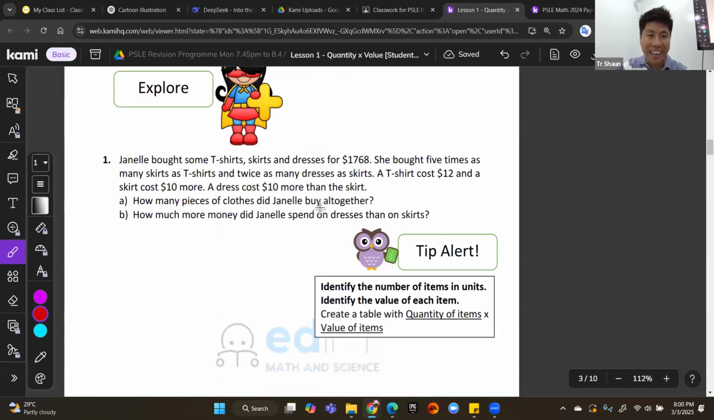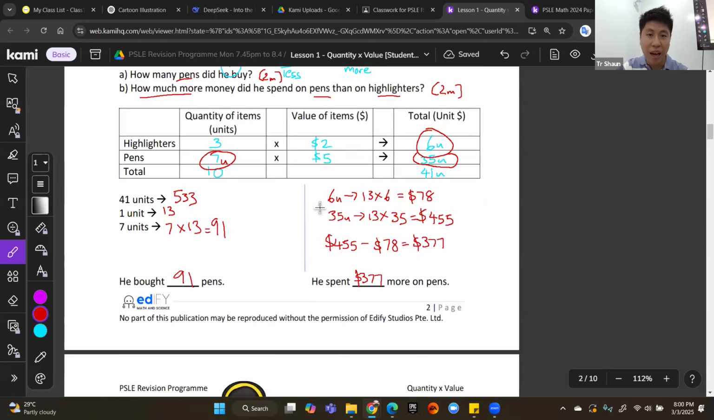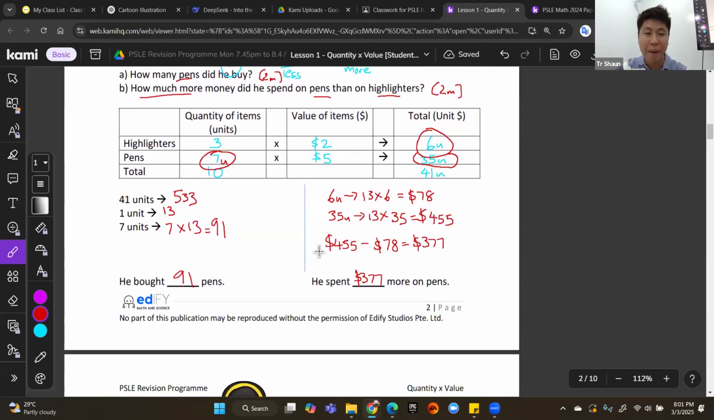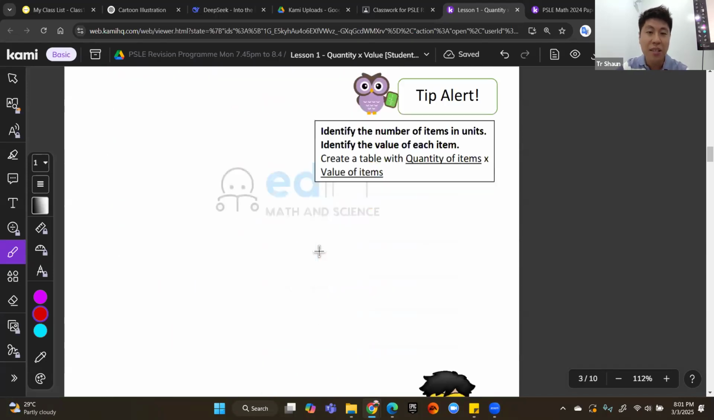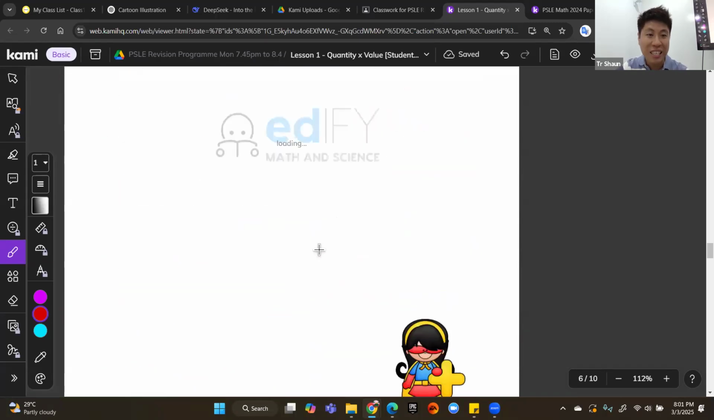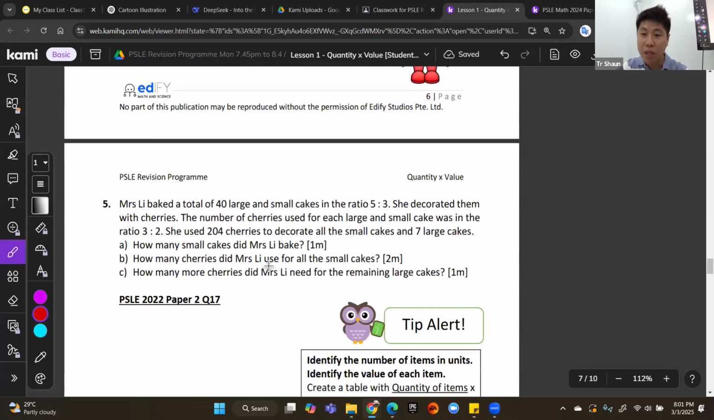Let's do question 1. So this is the example. Usually every week, how does it go? I will introduce you the type of questions that will come out. Then after which we will do one example. We'll do a few questions. Then after which you can see, I will show you the PSA question. You can see question 5 onwards.